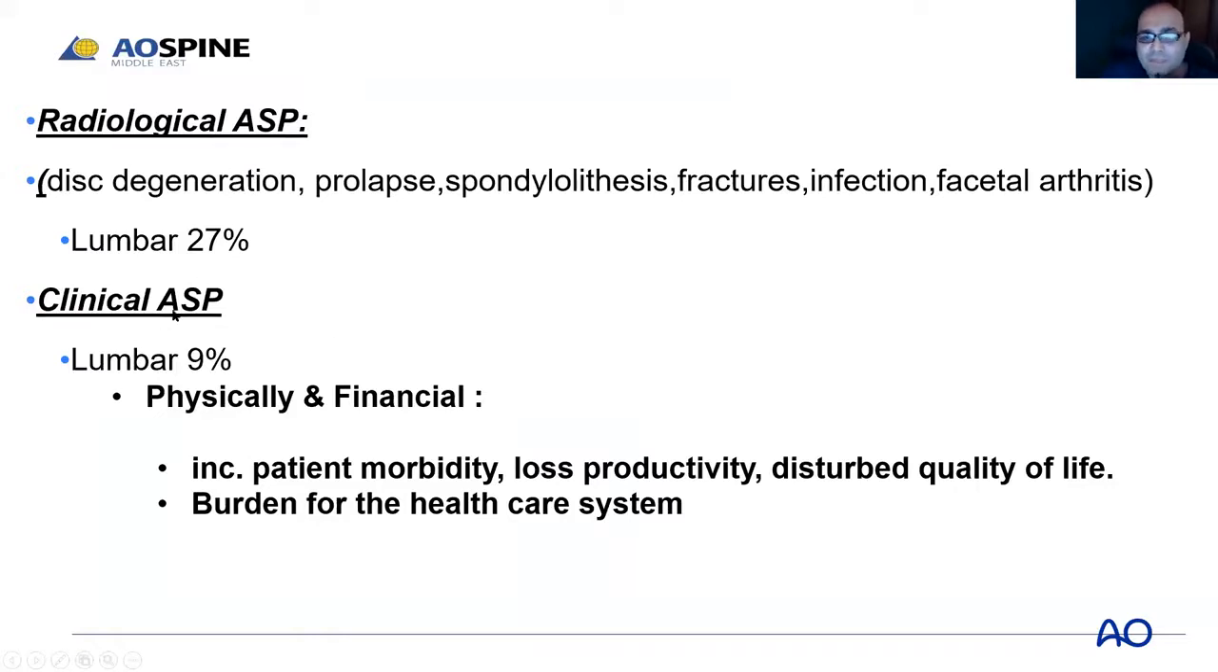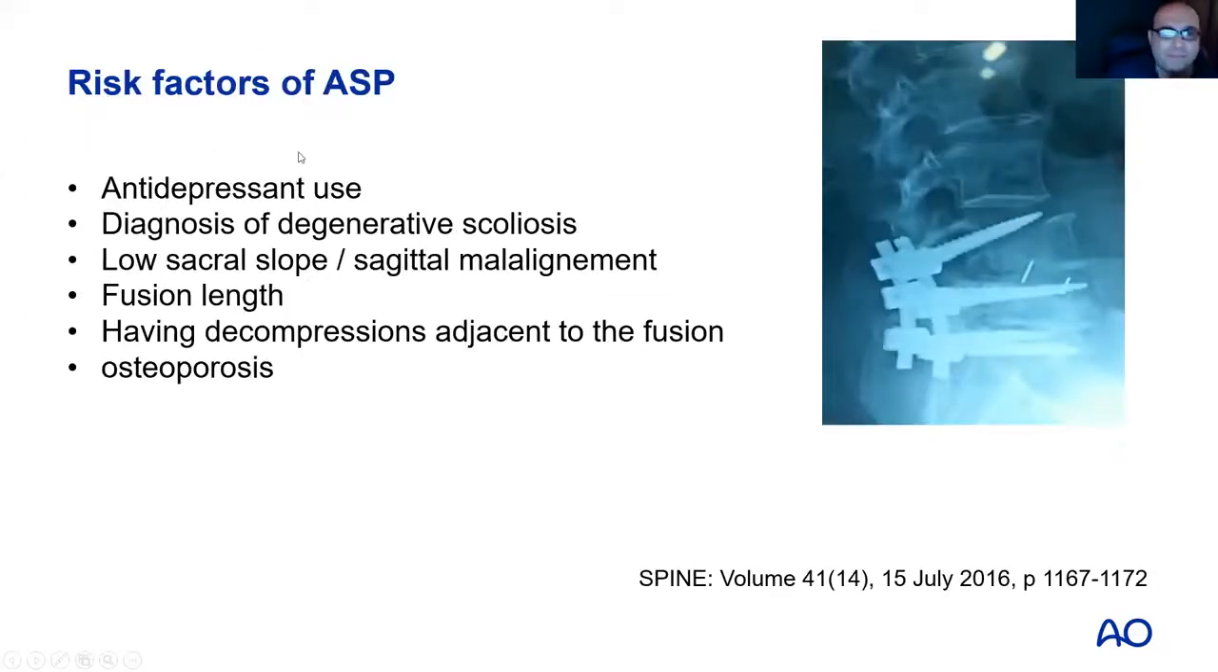But when these patients start to have complaints, with significant back pain or symptoms and signs related to this adjacent segment pathology, we call it adjacent segment disease or clinical adjacent segment pathology. It has a range of 2 to 9% in the literature. And of course, it can cause physical and financial burden to the health community.